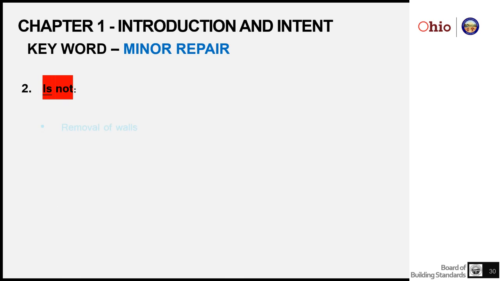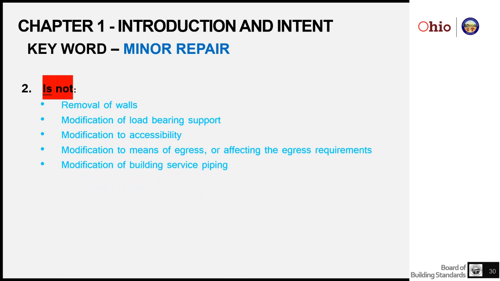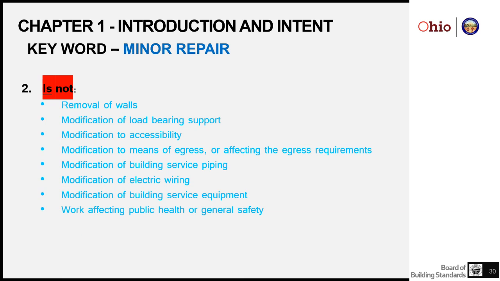So it is not the removal of walls, the modification of load-bearing support, the modification of accessibility, the modification to a means of egress, the modification of building service piping, to electrical wiring, to building service equipment, work affecting public health or general safety. So if the work that the owner is proposing does any of these things, it can no longer be considered minor repair. It may still be repair, but repair is work that needs to get submitted for approval and go through the process of getting that approval from the authority having jurisdiction.